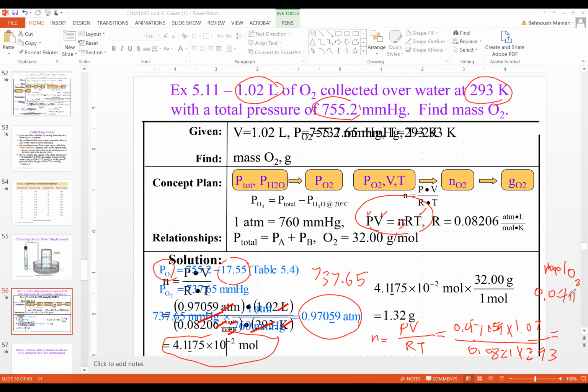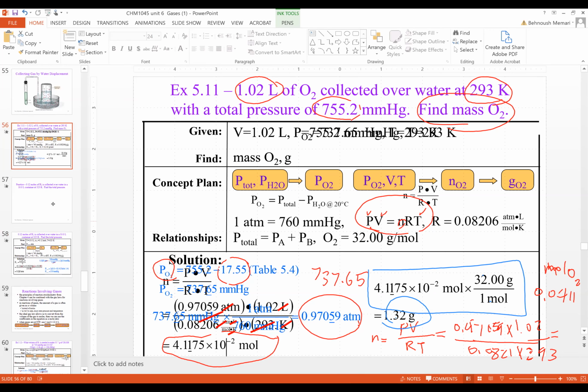If we have the moles of O2, we can simply change that to the mass of O2, because the question is asking for the mass of O2. So moles of O2 times the molar mass of O2, which is 32 grams over 1 mole, gives 1.32 grams of O2. So this was basically the next topic, which is one of the applications of partial pressure.